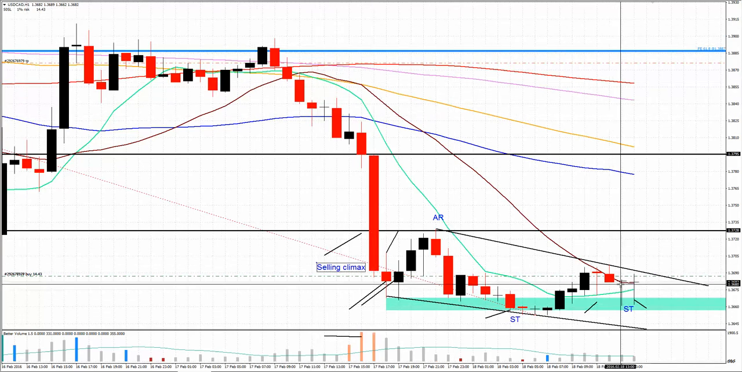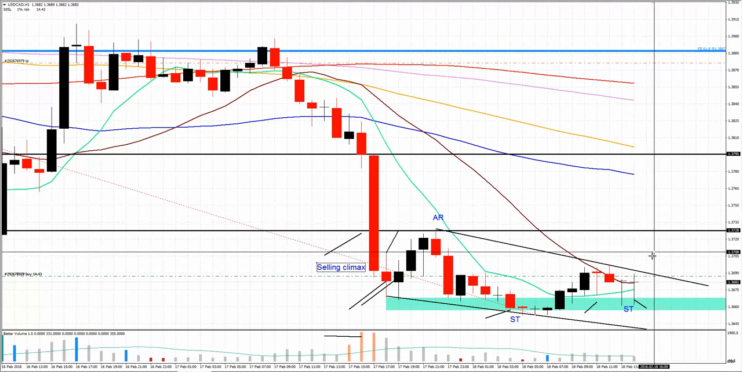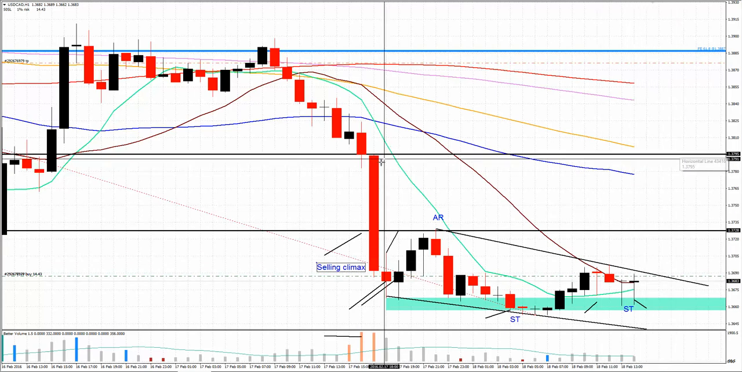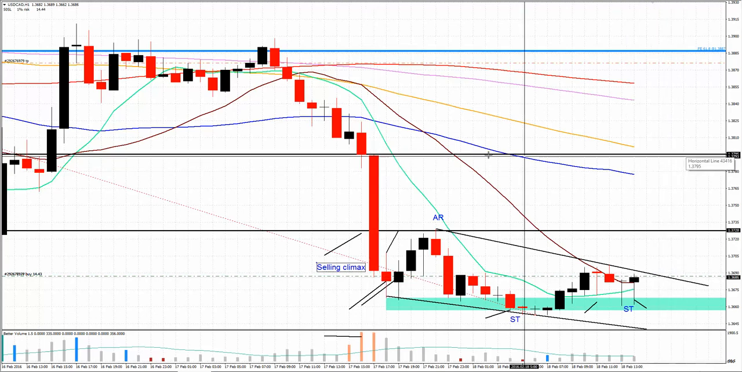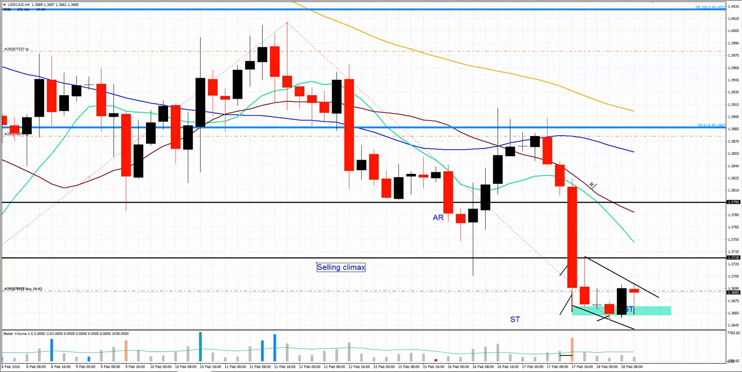Now the buyers will slowly take control over the market and potentially try to absorb this massive selling climax here, and they will try to reach this area where the supply started here, about 1.3795. So also this area on the 4 hour, it's 1.3825.